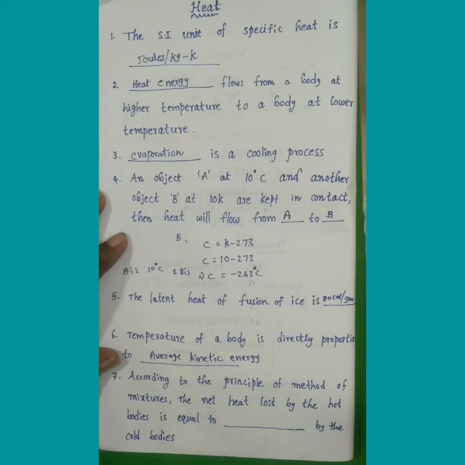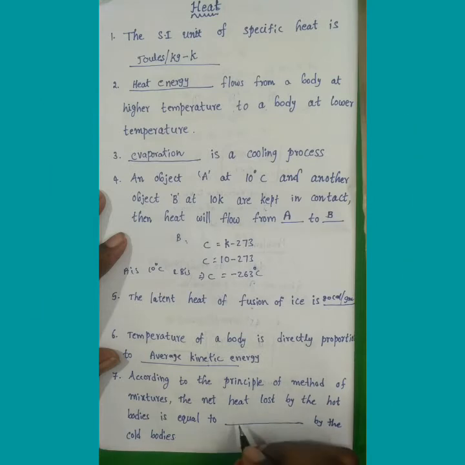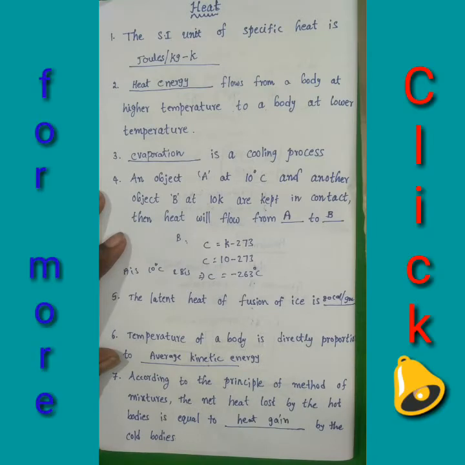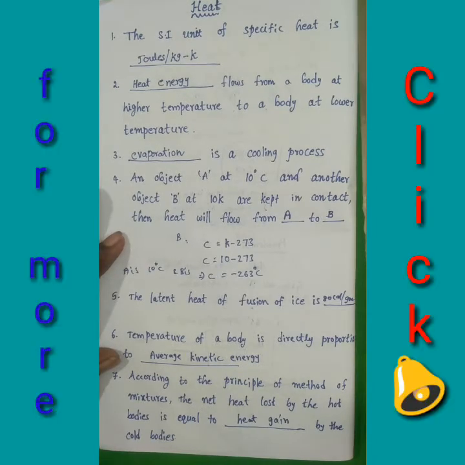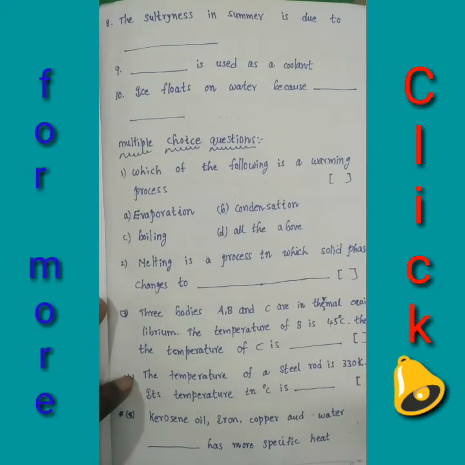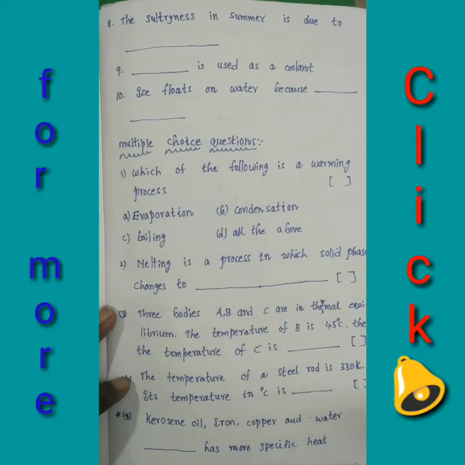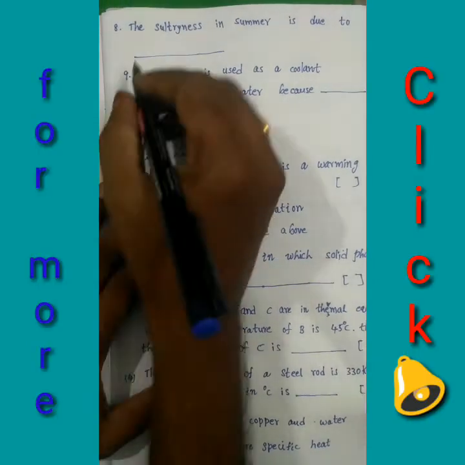According to the principle of method of mixtures, the net heat lost by the hot body equals the heat gained by the cold body. Previously I told you, if we take a hot bowl and keep a lid on it, the amount of energy lost by the hot body is the same energy gained by the cold body. That's why heat gain.